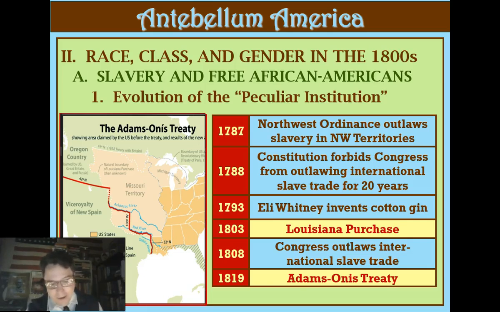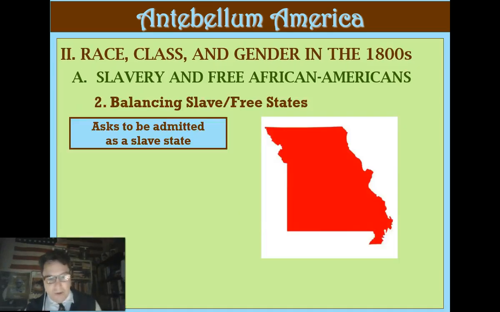And less than a year later, the fissures between the non-slavery states and the pro-slavery states would widen significantly over the issue of Missouri. Missouri, really? Yes, really, Missouri. You see, in 1819, this territory, which had been part of the Louisiana Purchase, now asked to be admitted to the Union as a state where slavery would be legal.